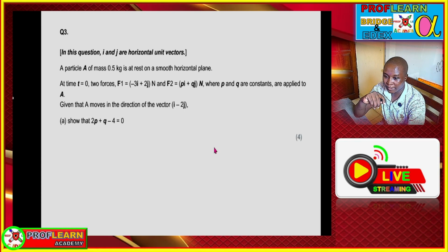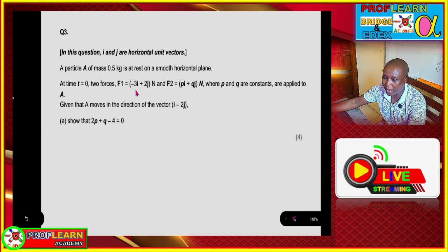A particle A of mass 0.5 is at rest, and then we have two forces which are acting on this. Given that A moves in the direction of this particular vector, we are supposed to show this.